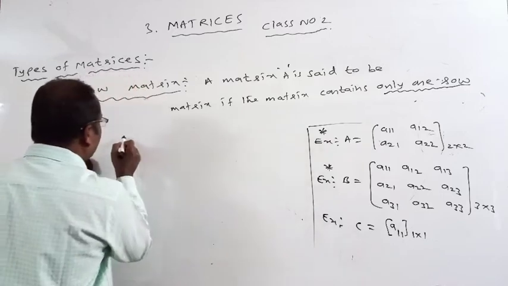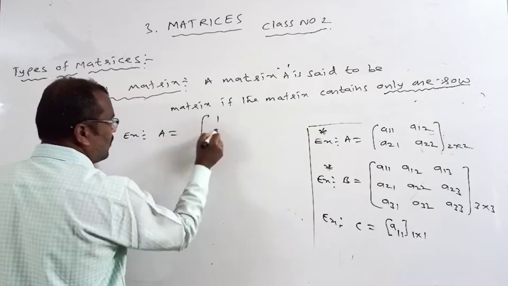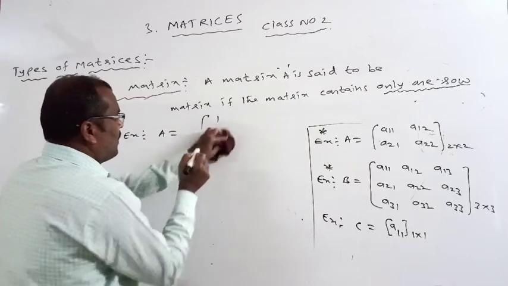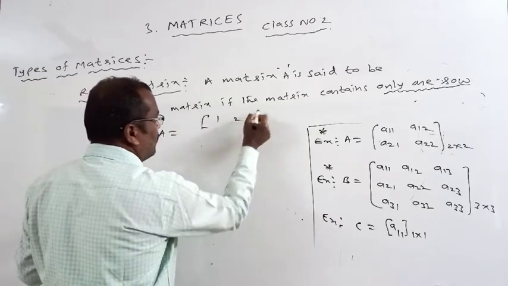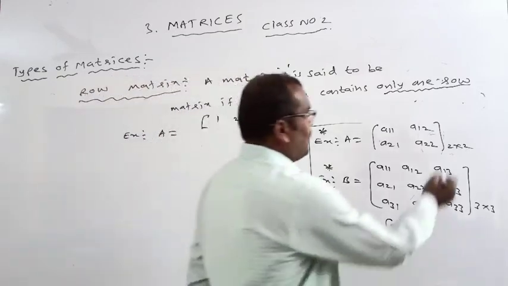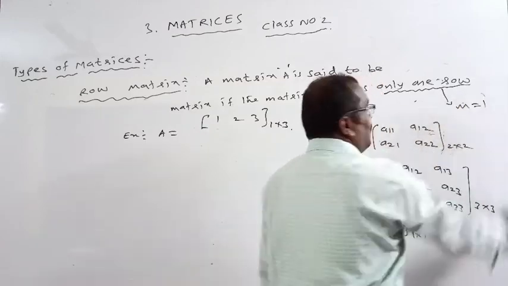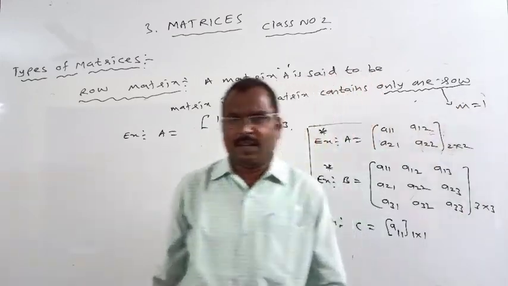So give an example. Suppose A is equal to 1, 2. It is a row matrix. 1, 2, 3 means first row, take m is equal to 1. So here meaning is what? m should be 1. No details about n.